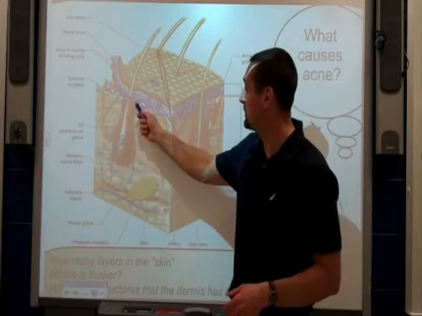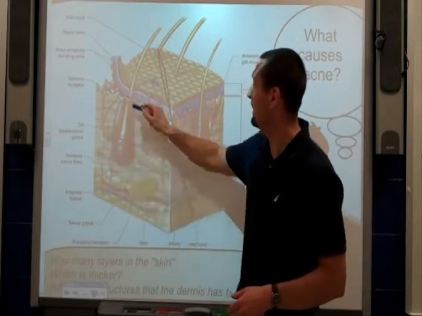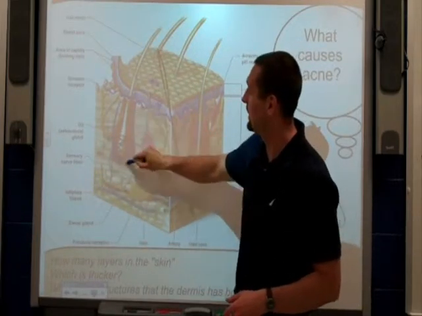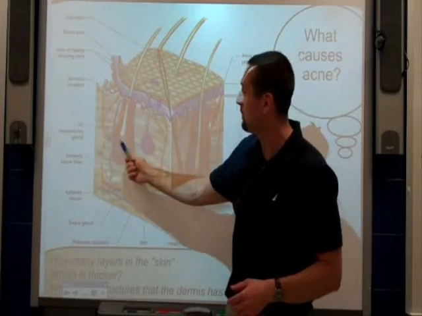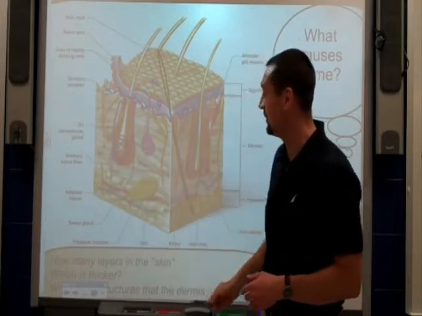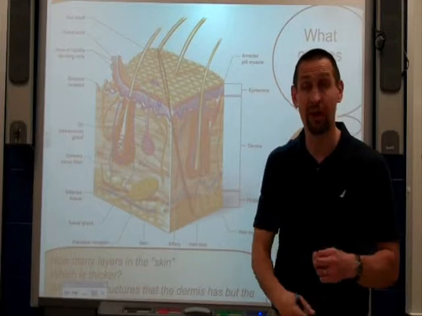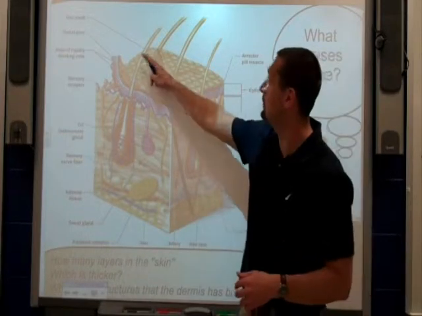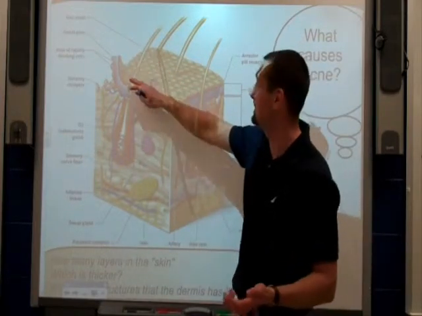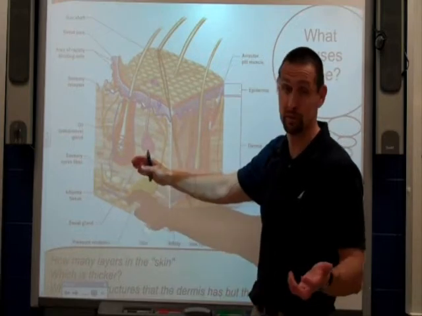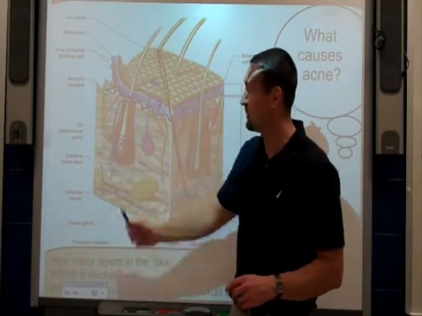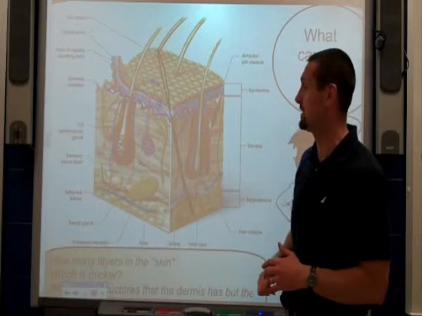You can see that in this dermal layer we have the root of the hair. Here's the shaft of it, but down here we have the root of the hair. Normally that hair is going to be connected to a nerve ending, which is why when you pull on hair it hurts. But when you cut hair, it doesn't hurt because the hair itself is just dead cells filled with keratin. But down here is where the nerve is, and so that's where you actually feel it.